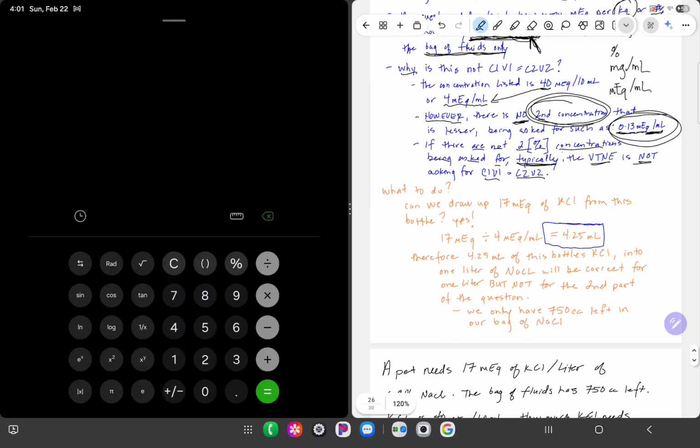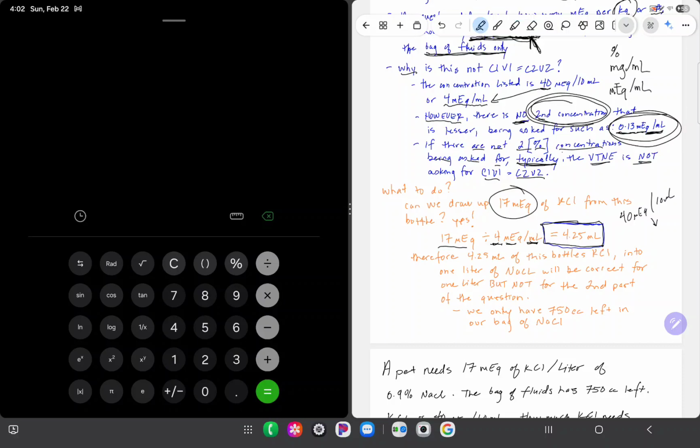So, how do we approach this question? What can we do? Let's imagine this. Can I just straight up draw up 17 milliequivalents of KCl from a bottle? Yes, I can. So like I said, if it said something about 40 milliequivalents per 10 mil, we have to get it down to its lowest number, which is 4 milliequivalents per mil, and then we can math that out. We can take 17 milliequivalents divided by 4, and we're going to get 4.25 mil. I can actually draw that up.